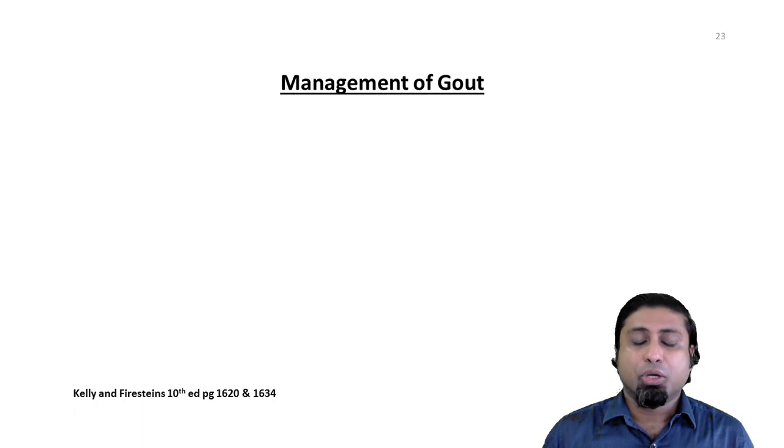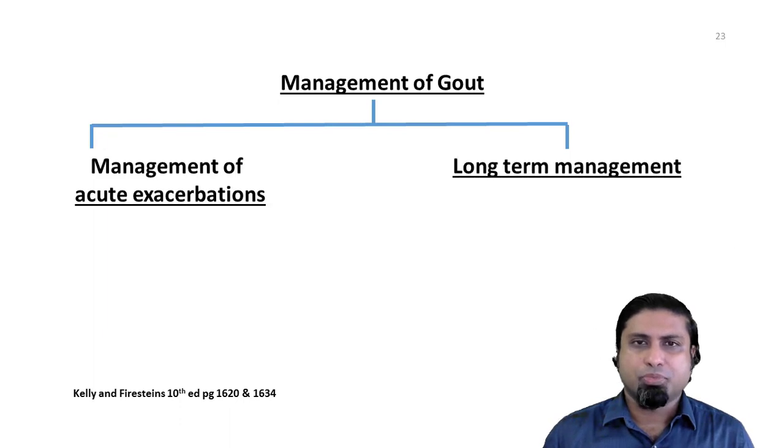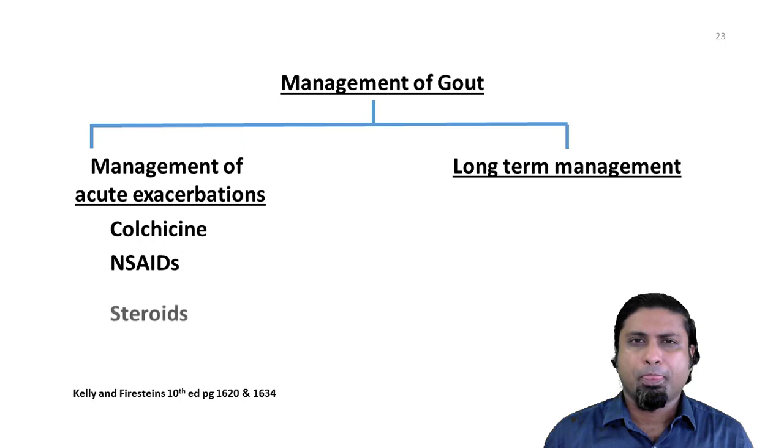So how do we manage gout? The management of gout involves a management of the acute attack of gout and long-term management of gout. Acute management of gout involves the use of colchicine, non-steroidal anti-inflammatory drugs, steroidal anti-inflammatory drugs, otherwise called steroids, and certain drugs which are very rarely used but nevertheless have a role in the treatment of gout, namely ACTH, adrenocorticotropic hormone, and interleukin-1 antibodies, like for example canakinumab.